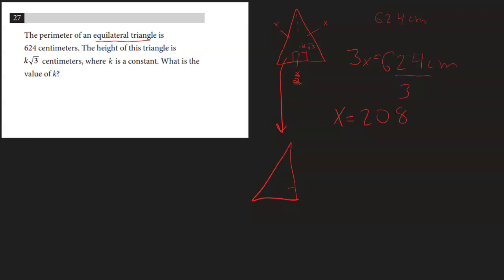a right triangle, where this side would be k to the root of 3. This would actually be 208. This side would be 208. And this side would be 208 over 2 because it's been split in half. So this would be 104. So now looking at this, we can say that we have all the lengths of this triangle.